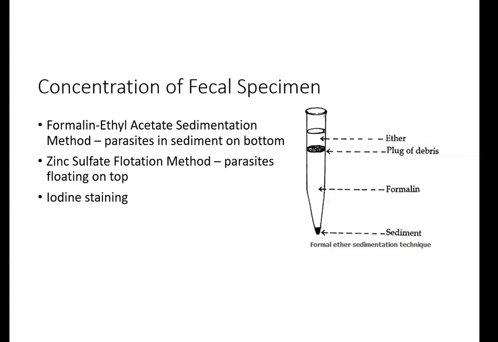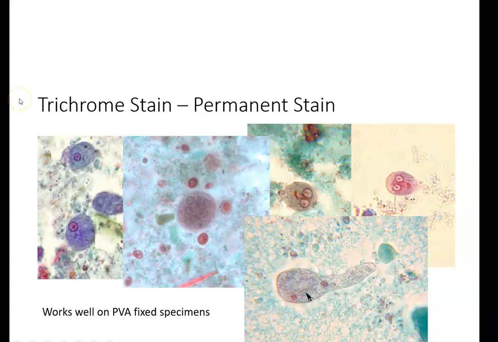And then we're going to do some iodine staining on these things, or trichrome staining. Remember, when we do the trichrome staining, we're going to do it on those PVA preserved specimens, right? Trichrome stains have wonderful results showing us lots of different structures inside of the parasitic trophs and cysts. So it works really well and it shows a lot of detail.